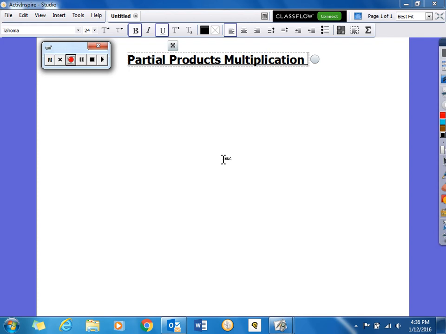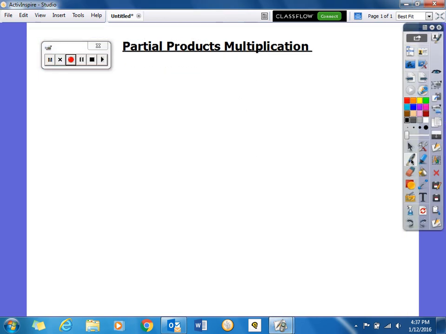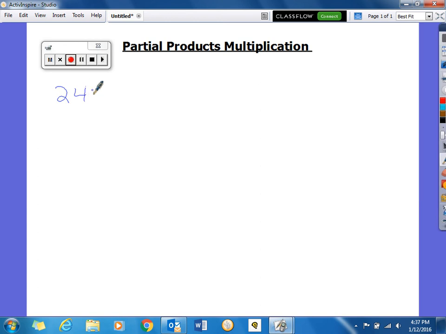So one of the tools that we are giving them this week is partial products and how to use that when they're solving a multiplication problem. So I'm going to give you a couple examples of what we would expect in a partial products multiplication problem so that your student can be more successful when they're practicing this strategy at home. So the first one that we're going to practice with is 24 times 5.